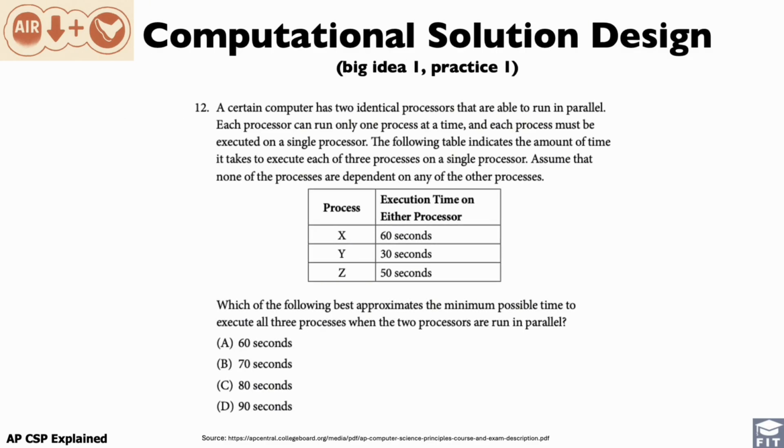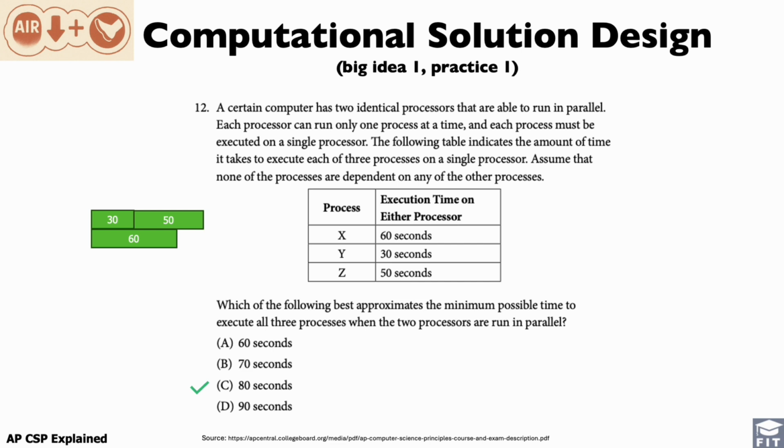This question asks how to minimize the time it takes to run 3 processes using 2 processors that can work in parallel. The goal is to split the tasks between the 2 processors so that they finish as quickly as possible. The best way to minimize total time is to balance the workload. Processor 1 runs X, 60 seconds. Processor 2 runs Y, 30, and Z, 50. Total equals 80 seconds. Both processors start at the same time, so we finish when the longer running processor is done, which is 80 seconds. So the correct answer is C, 80 seconds.